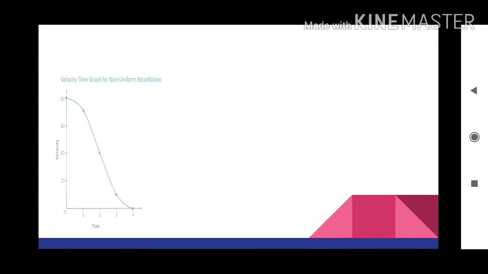So now we looked at the non-uniform motion where acceleration was constant, acceleration was fixed, therefore they were straight lines, increasing or decreasing. Let us look at the velocity time graph with non-uniform or variable acceleration, or when it is negative it is also known as retardation. So here in the first graph, velocity time graph for non-uniform retardation.